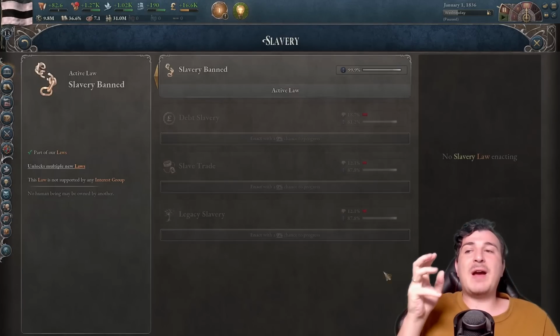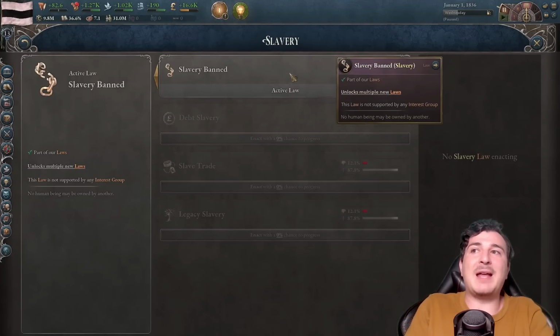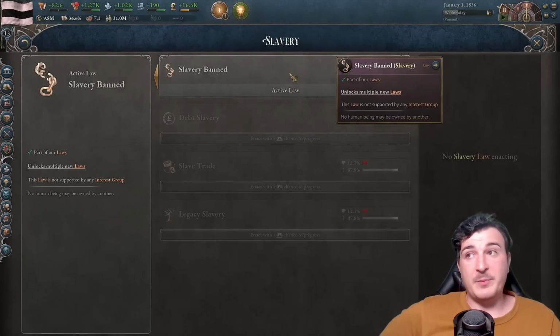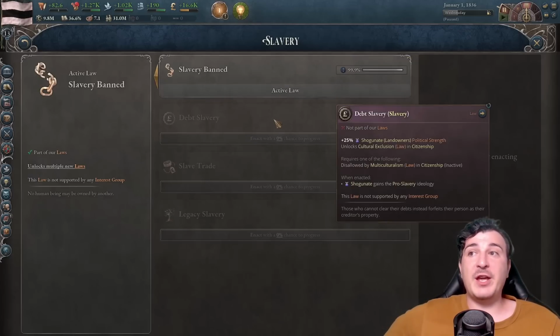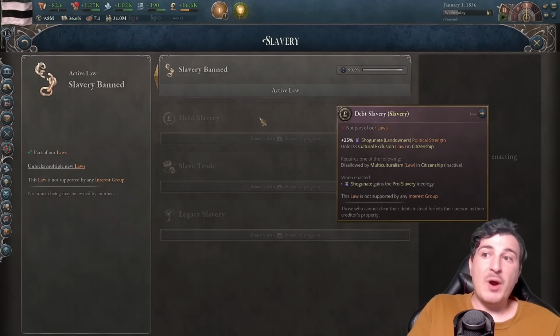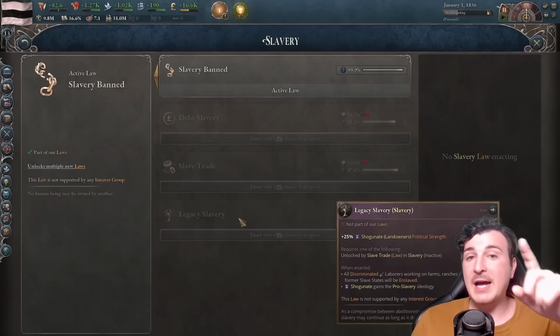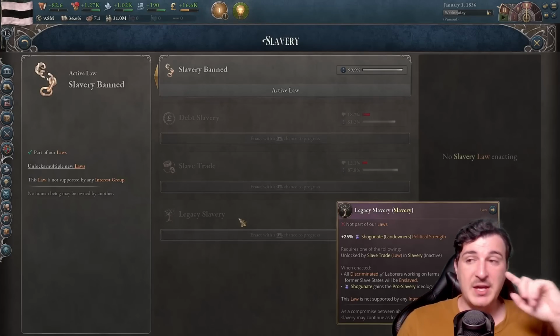When it comes to human rights, there's been some major changes actually. So if you start with slavery ban, that's perfect. You don't need anything else from here. However, if you have debt slavery, it will give 25% shogunate political strength, and whoever cannot pay off their loans will become a slave in your country. Legacy slavery also gives 25% political strength for the landowners, and whoever is a slave will stay a slave, but you will not be getting any new slaves, so keep that in mind.